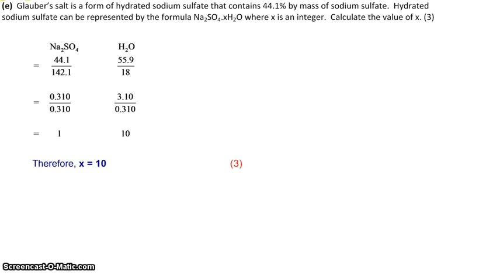Then on to question E. It's about Glauber's salt. It tells you it's 44% by mass sodium sulfate, and that therefore in the hydrated form the other 55.9% must be the water, and we're trying to work out x in the formula of the hydrated salt. So you lay it out as an empirical formula question. There's your percentages, then you divide by the Mr of sodium sulfate here and the Mr of water here, 18, to get the mole ratios, which come out like this, and then you divide both by the smallest, which is in this case 0.310, and you get the whole number ratio 1 to 10, therefore x equals 10.